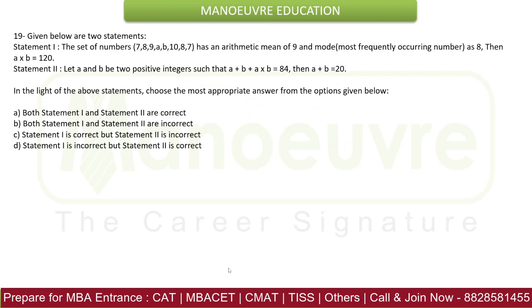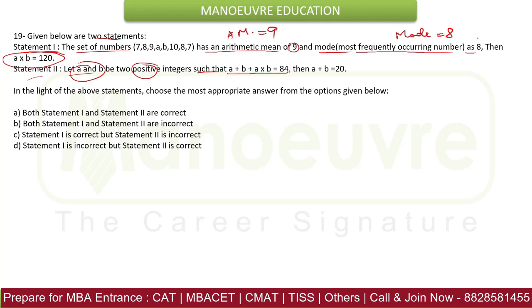Now the next one. Given below are two statements. Statement 1: a set of the given numbers has an arithmetic mean of 9, and the mode, which is the most frequently occurring number, is 8. Then A into B is 120. And statement 2: let A and B be two positive integers such that A plus B plus A into B is 84, then A plus B is equal to 20.